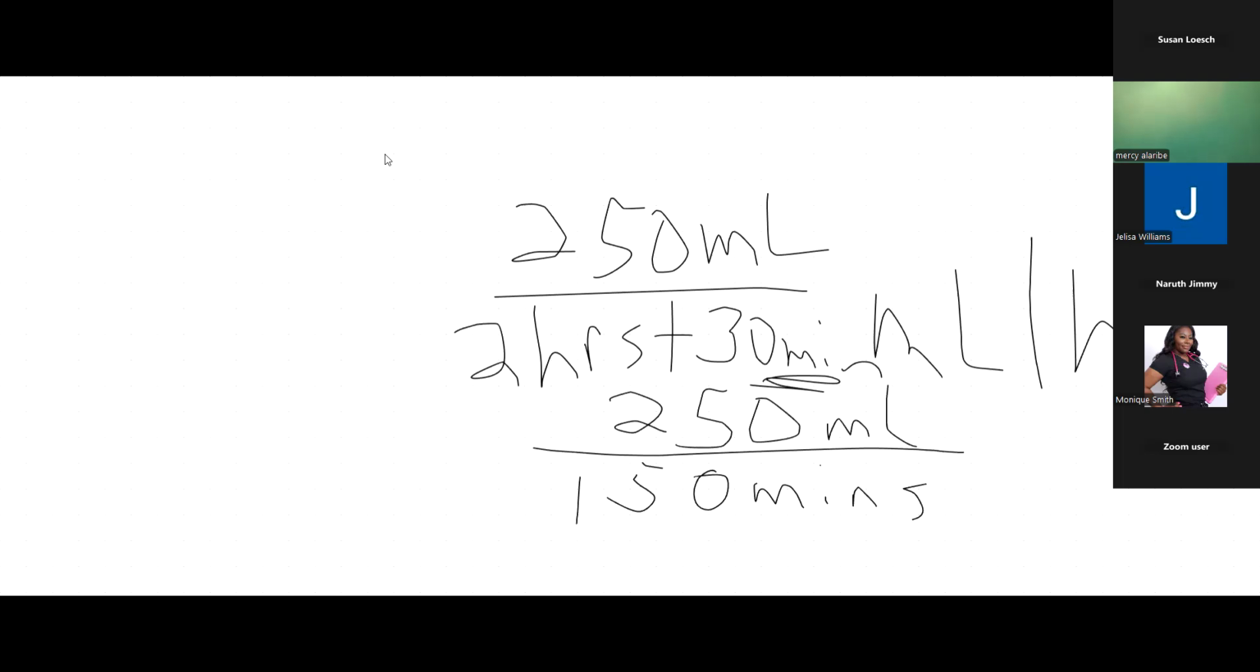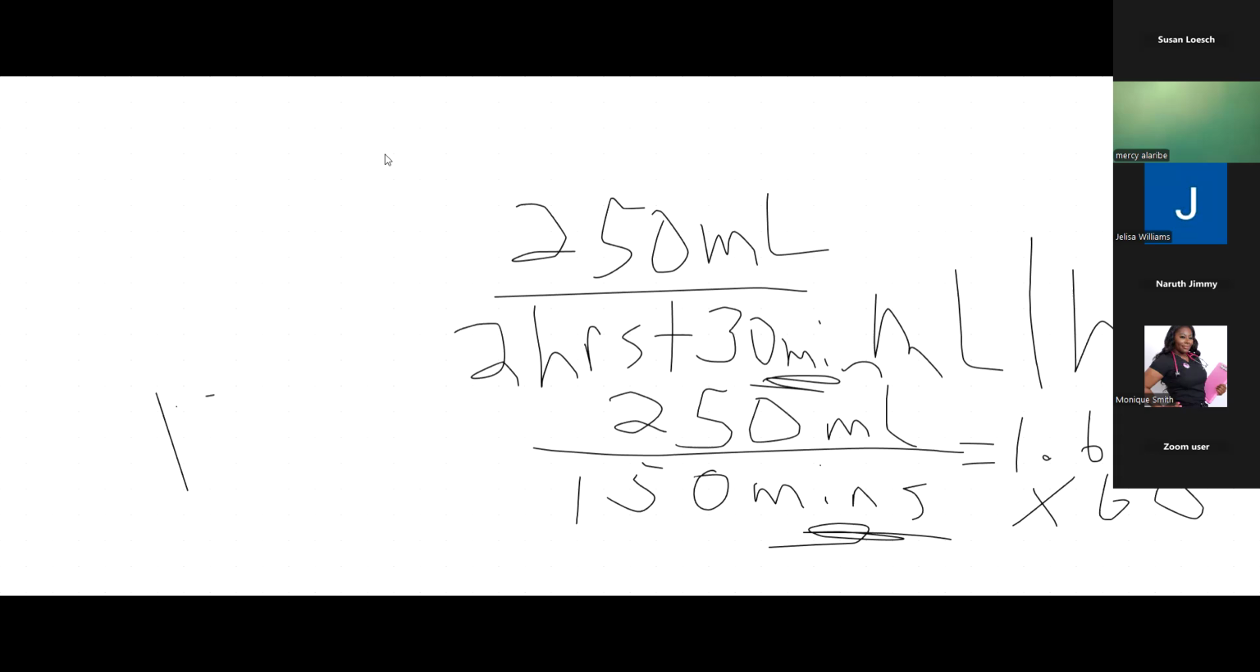That gives me 1.66. And I'm going to multiply that times 60, and that's going to convert these minutes into an hour. You're going to use that whole number, by the way. When you divided it, you should have got 1.6666666667, and you keep that whole number, and you should end up with 100 milliliters per hour. Is that what you got?